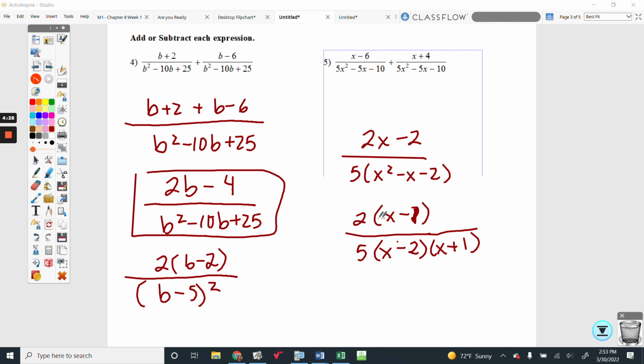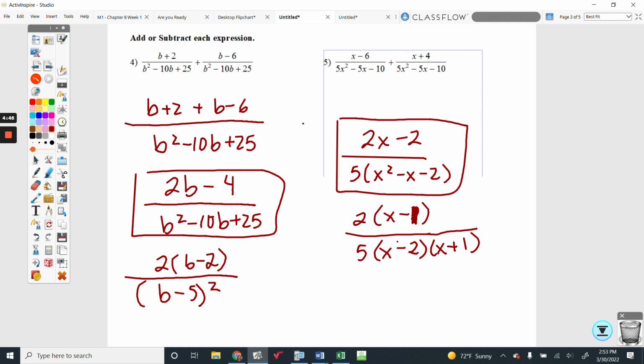I can factor a 2 out of it and have 2x minus 1 times x minus 1. My denominator, I can pull 5 out, and then what's left over factors like this, so nothing does cancel out. I thought something might, but one's positive, one's negative, so they don't. And that's my answer.